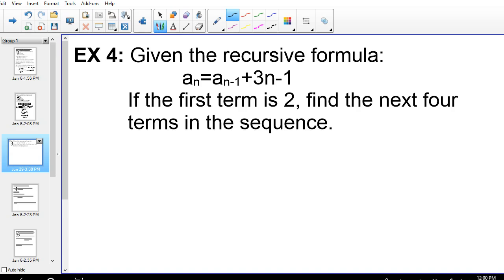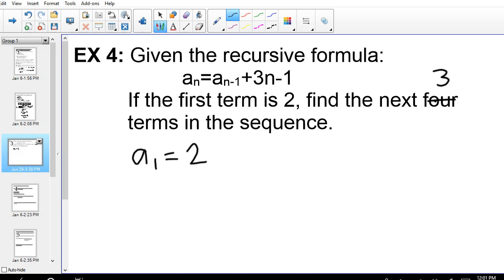And since they called it the first term, not the 0 term, I'm going to say that a sub 1 equals 2. And actually, let's just find the next 3. It gets a little bit long if we find the next 4. So for a recursive formula, you're going to do like you do for any other formula.